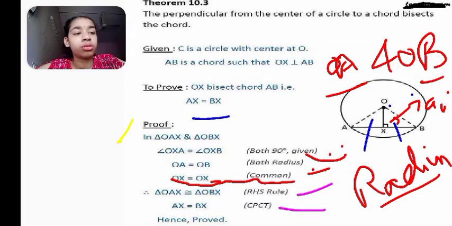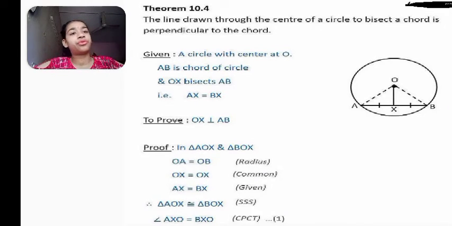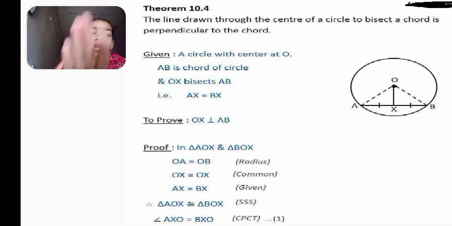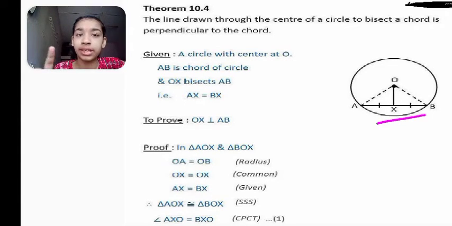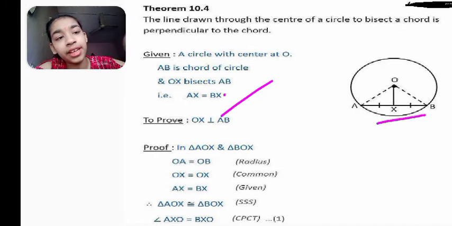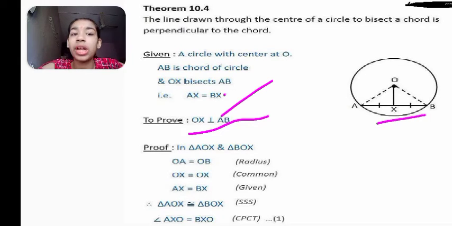Now we will go through the next theorem, theorem 10.4 or theorem 4 of the circle chapter. So let's start. In this figure you can see that AX equals BX. This theorem is the converse of theorem number 3. In the earlier theorem we needed to prove AX equals BX, but in this theorem it is given that AX equals BX and we need to prove that OX is perpendicular to AB.